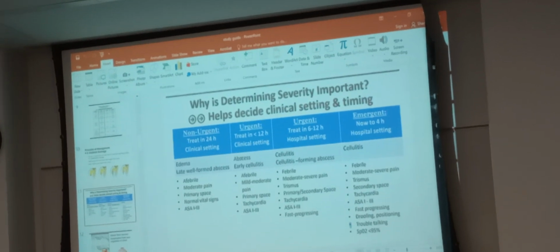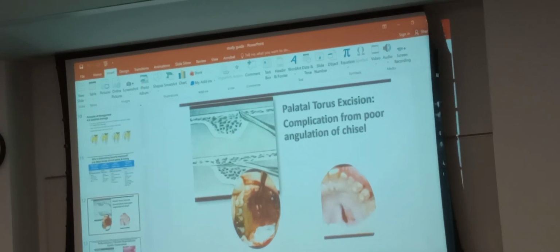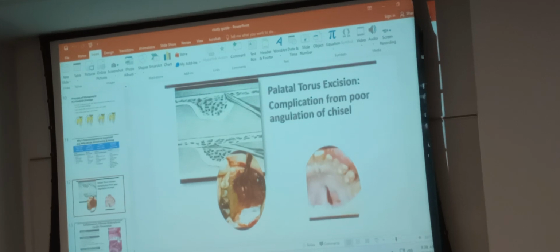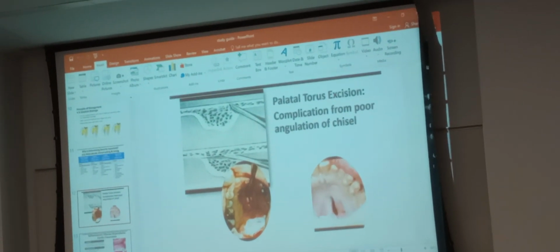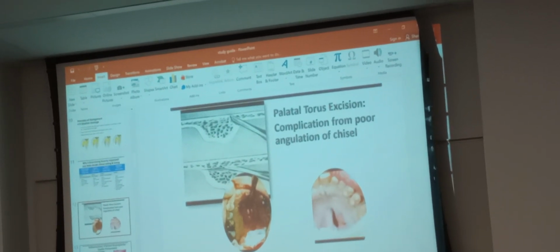Any questions? Okay. So next we're going to get into alveoloplasty and the pre-prosthetic surgeries. And let me just flip through this. Sorry, hold on one second.